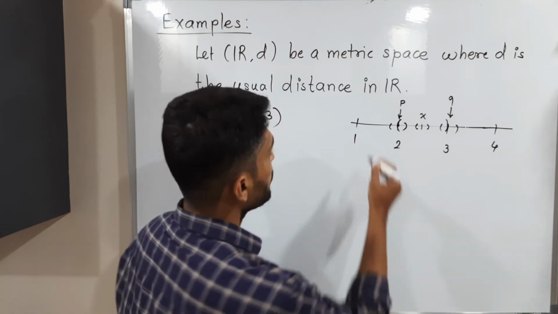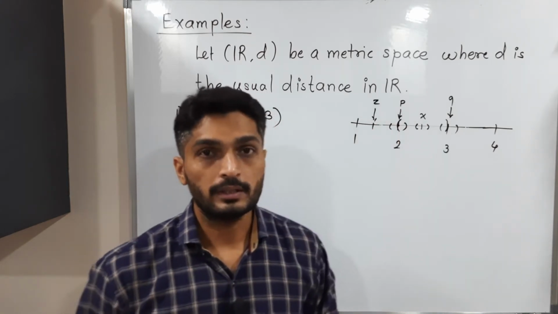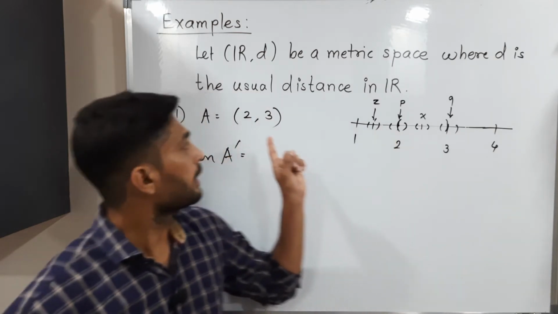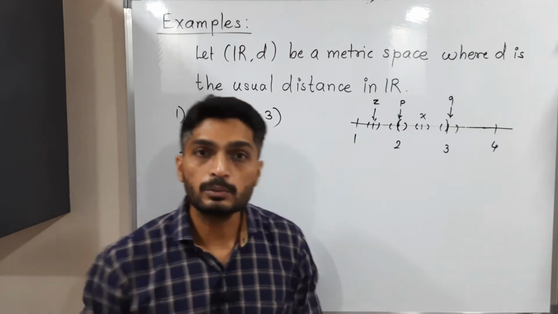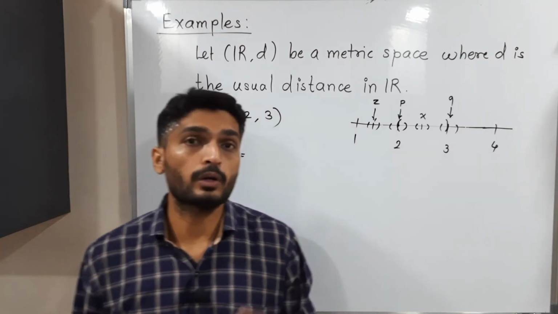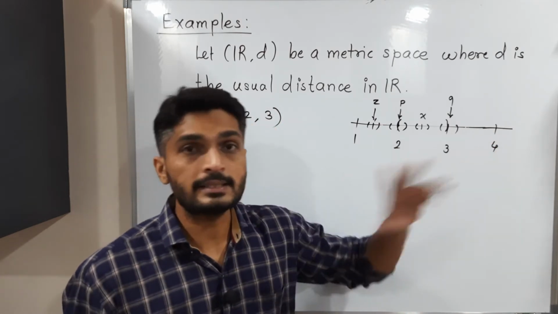Getting? If you consider any point z outside the interval [2, 3], and draw any small ball around z, it does not contain any points from this interval [2, 3]. Therefore, any point which lies outside the set is not a limit point. If you consider a point on that side, the same logic applies.